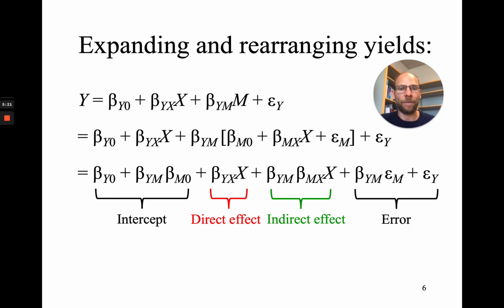And then at the end, what we get is a complex error term. So this shows you, first of all, how you can turn a multi-equation mediation model into a single equation mediation model where you only look at your final outcome variable. It also shows you that there's a direct effect of x and an indirect effect of x that are both in the equation now. And you can now also compute the total effect. The total effect is the sum of the direct effect plus the indirect effect, meaning it's the sum of beta yx plus beta ym times beta mx.